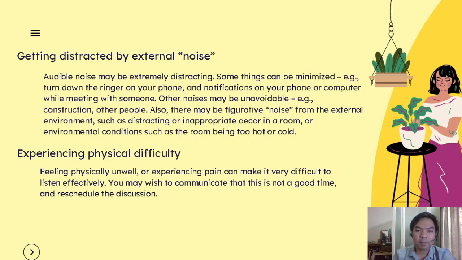Next is getting distracted by external noise. So mao ni siya ang mga noises coming from the outside source, coming from the environment or the people around you. So audible noise may be extremely distracting. Some things can be minimized, like turning down the ringer on your phone, the notification on your phone or computer while meeting with someone. Other noises may be unavoidable, like construction noises, other people. Also, there may be figurative noise from external environments such as distracting or inappropriate decor in a room, or environmental conditions such as the room being too hot or cold. So, mauni siya ang mga distractions again from outside sources like the environment you are in right now.